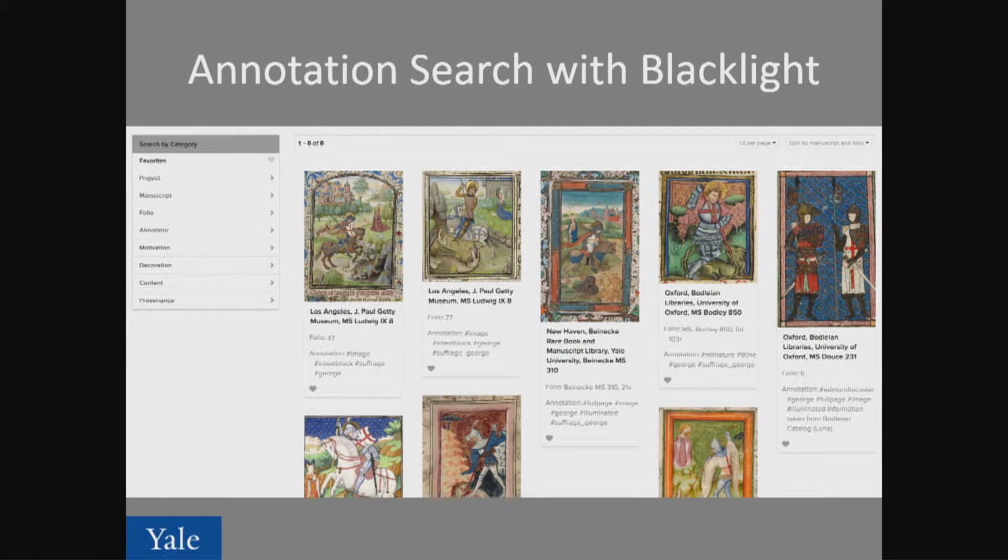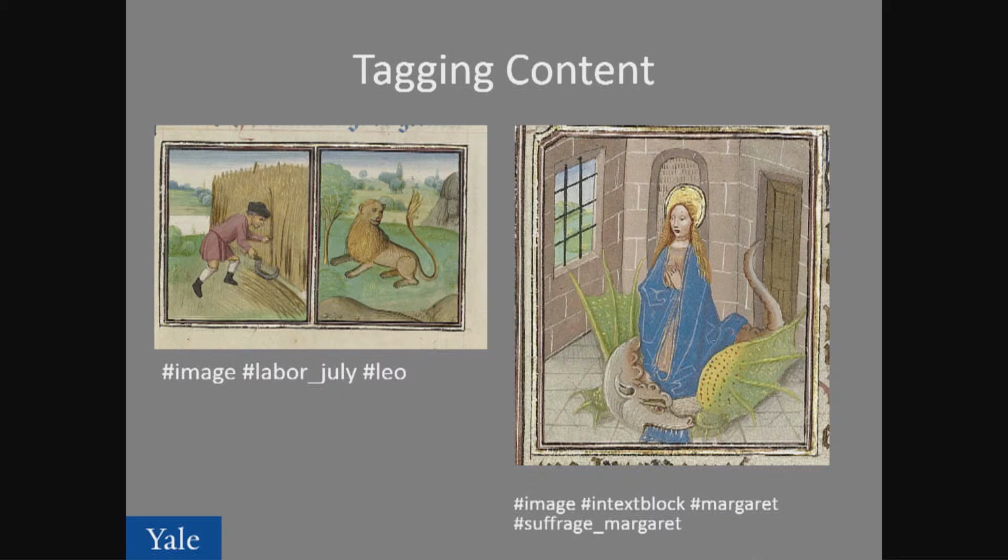So when we looked at this, we thought, well, we like faceted search, but we need to drive those facets. We need to come up with what our categories are for our research projects and somehow associate the data with those categories. We thought about looking around for existing controlled vocabularies, but we weren't sure what we were really going to tag. And so our solution was to tell the graduate students to use Twitter-style hashtags. Basically, they established a very simple set of tags at first and increased it over time. So you can see image, Labor July, Leo, and on the right, image, it's in text block, and Margaret, right?